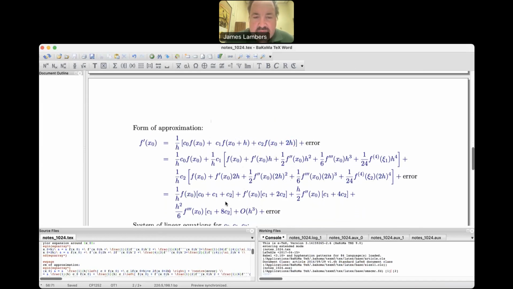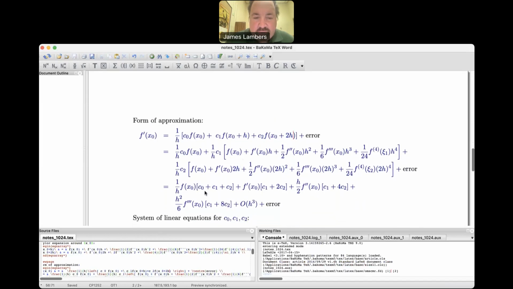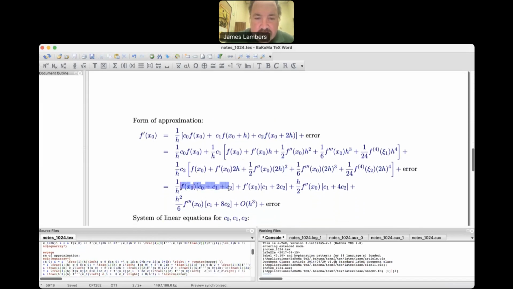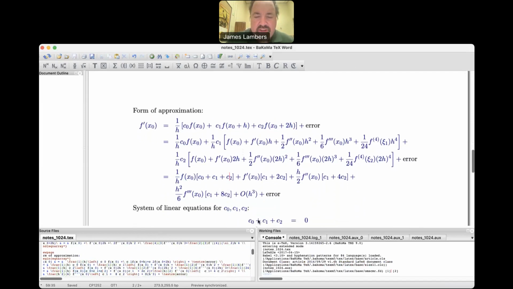So this will lead to equations that will characterize c0, c1, and c2, these unknown coefficients, because I have f prime of x naught by its lonesome on the left side. So that's what I want on the right side also. So, on the right side, I want this term to go away. So in other words, c0 plus c1 plus c2 must be 0. So that's one equation that helps determine these coefficients.